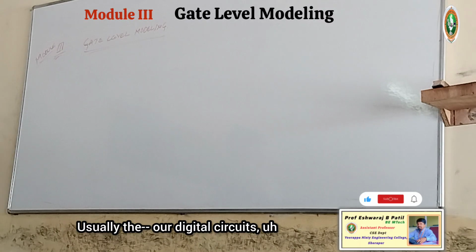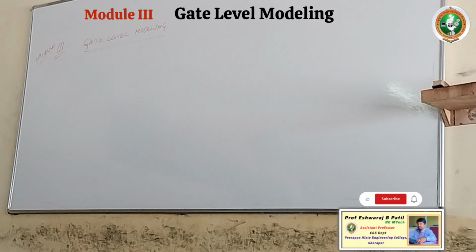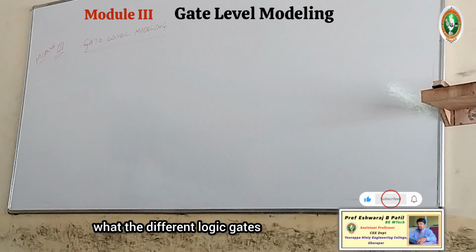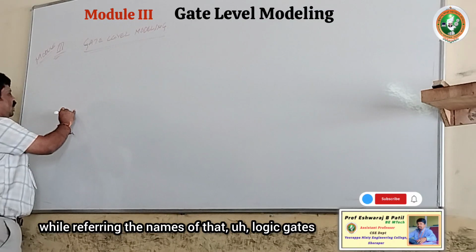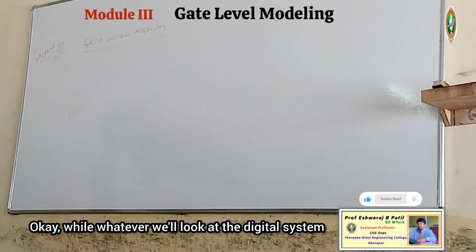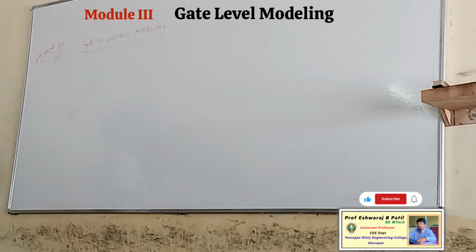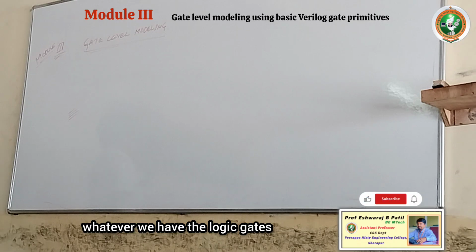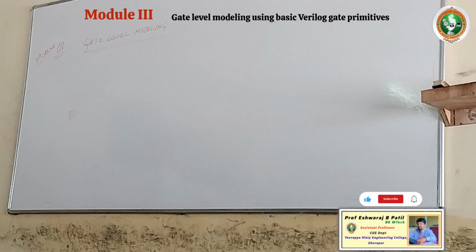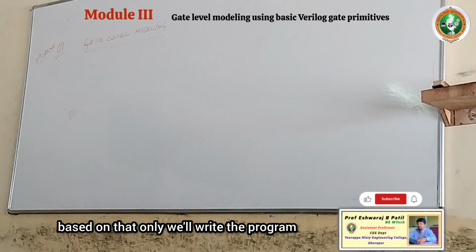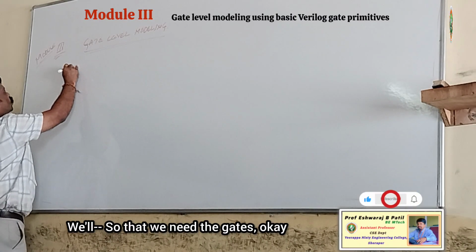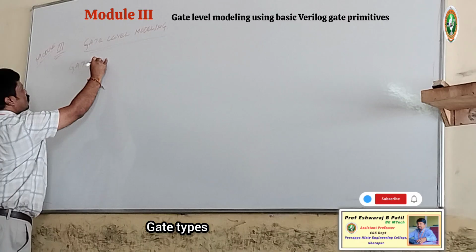Usually our digital circuits will have gates. Every circuit has to be implemented with different logic gates. While referring to the names of those logic gates, we will write the program. Whatever we see in the digital system, based on the logic gates we are using and the operation related to those particular logic gates, we'll write the program in Verilog HDL. So how many gate types are there?